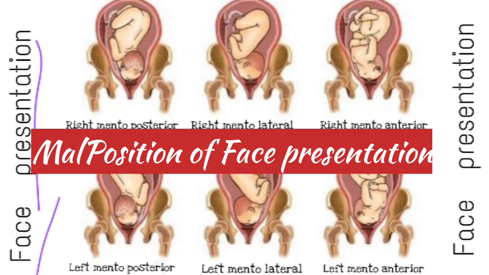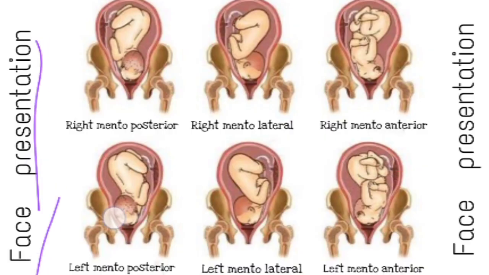Face presentation. In this condition, the baby's face will be visible during delivery. If the baby is facing this side, it's left side. If the baby is facing this side, then it's right side. If the baby's head is towards the downside, it's anterior. If the baby's face is towards the upside, that's posterior. If it's towards the sideways, then that is lateral. Let's see the malpositions in the face presentation.